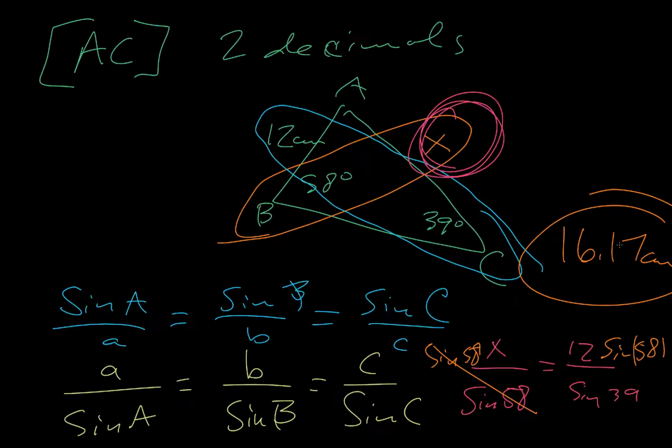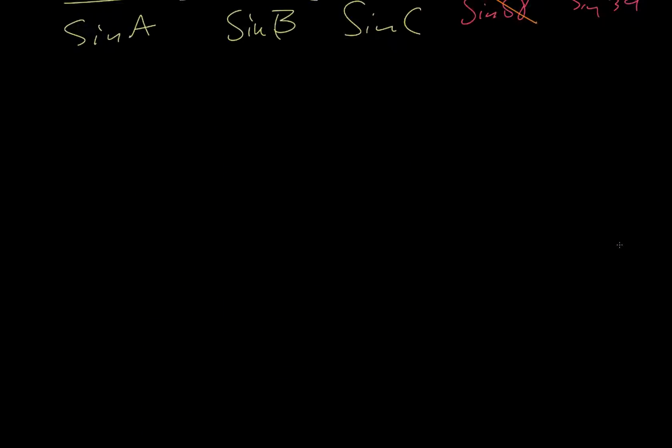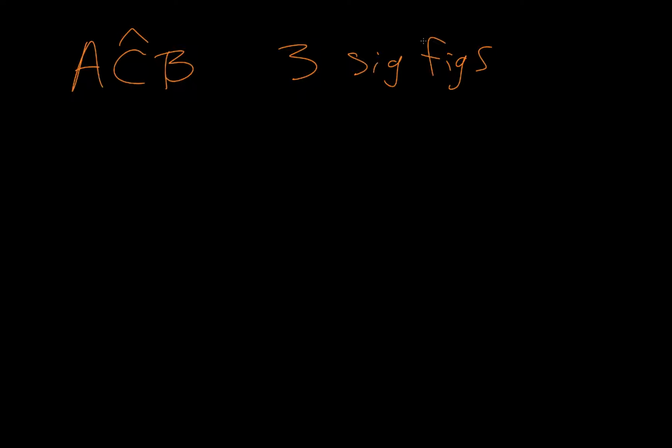Okay, let's move on to the next one. It's example 6. It says determine the size of ACB correct to 3 significant figures. Sig figs. There we go.